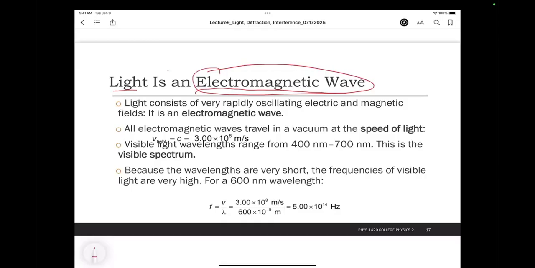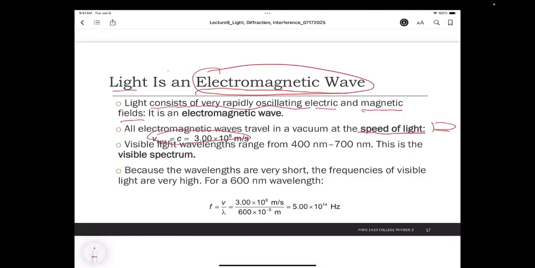Yeah. So light consists of very rapidly oscillating electric and magnetic fields. Yeah, because it consists of oscillating electric and magnetic fields, it is an electromagnetic wave. Sorry, all electromagnetic waves travel in vacuum at the speed of light. This one, sorry, I think I should put it here.